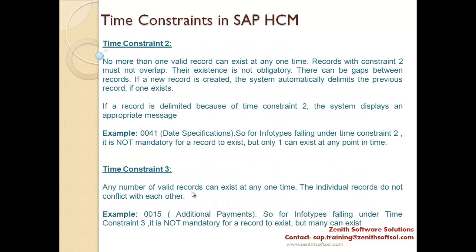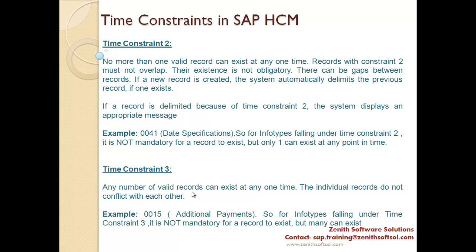But now coming to time constant 2, the concept is similar. Basically, no more than one valid record can exist at any one time. Records with time constant 2 must not overlap. Their existence is not obligatory. Means those info types which have a time constant 2 are not mandatory. But if you are trying to create multiple records, then those should not overlap. There can be gaps between the records, but there should not be any overlapping.